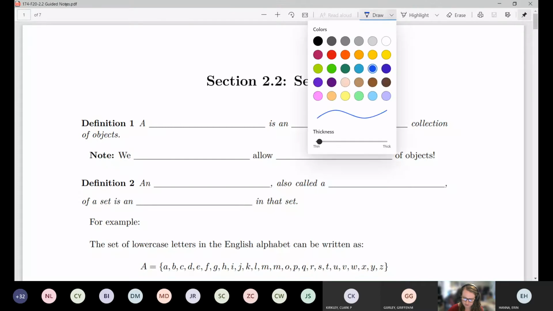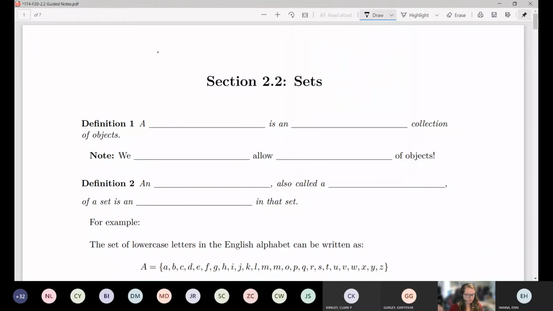Once I remember, I gotta change this again. There we go. All right, definitions.